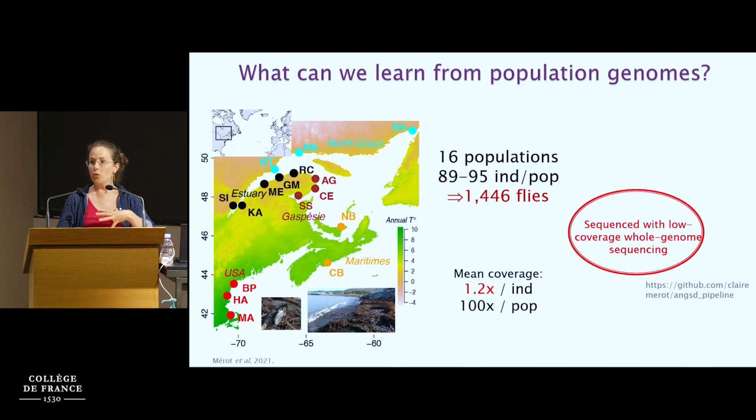Then from one gene, we moved to the whole genome, and in this project, we sequenced along an ecological gradient about 1,000 flies. So this is in North America, and we span 1,000 kilometers, 16 populations, and about 100 flies per population. We used low coverage whole genome sequencing, which allowed us to come back to each individual's information, but to cover the population by about 100 individuals. So a bit like Pool-Seq, but with individual information.